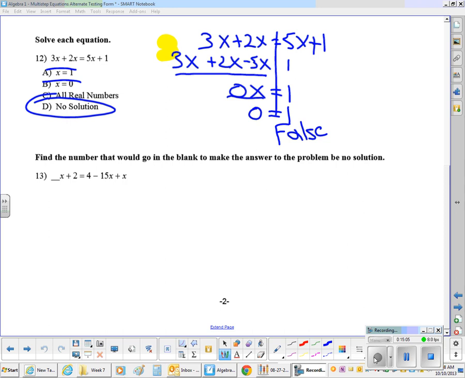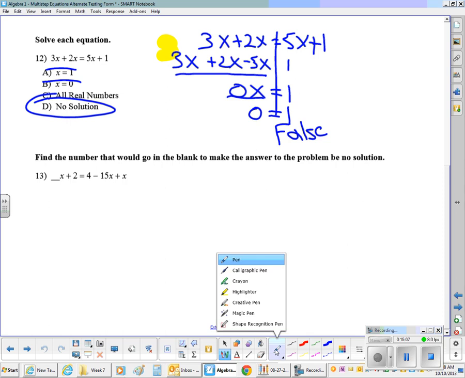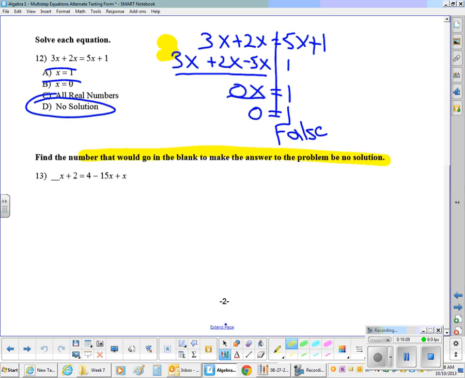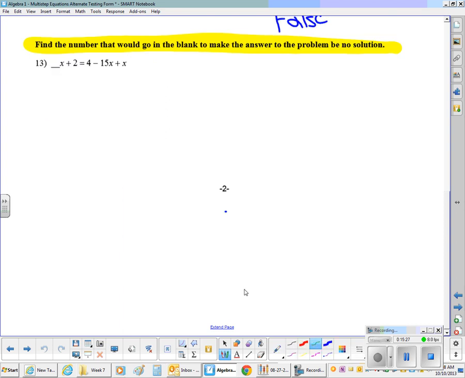Again, I want to encourage you to read the directions. It says, find the number that would go in the blank to make the answer to the problem be no solution. So I'm going to rewrite the problem larger so we can all see. It says blank x plus 2 equals 4 minus 15x plus x.